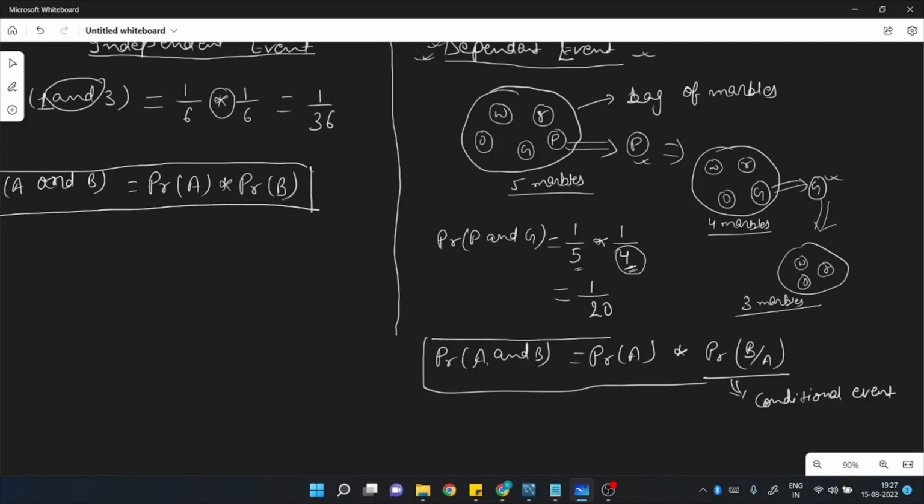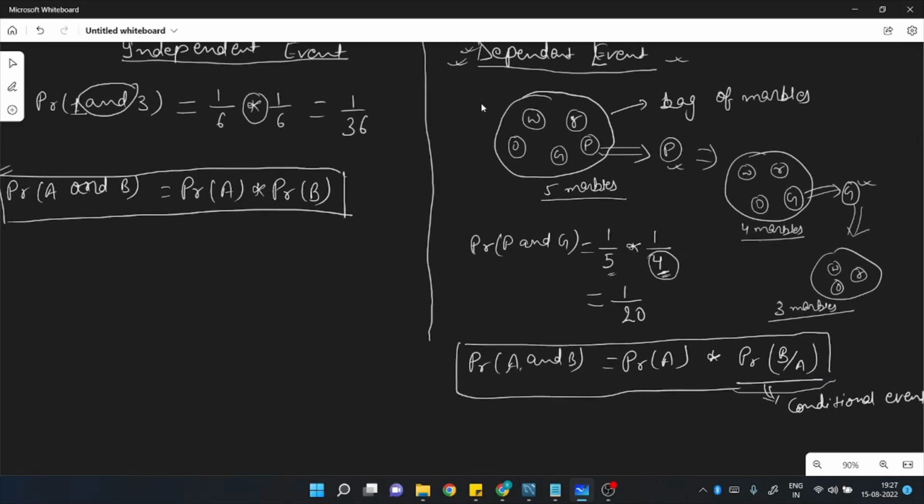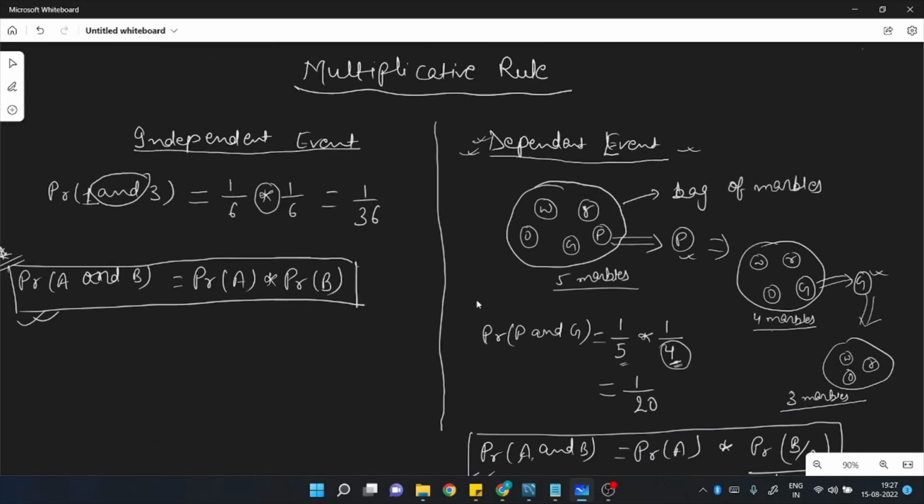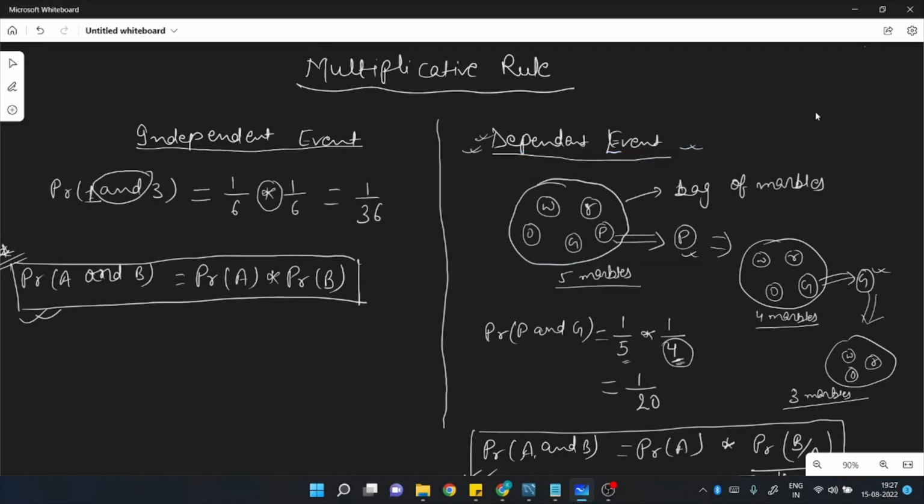So again, in the case of the multiplicative rule, you just need to keep 2 formulas in mind, one for independent events and one for dependent events. I hope you understood the multiplicative rule for independent and dependent events.